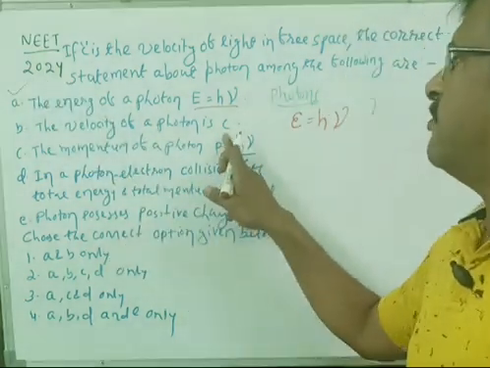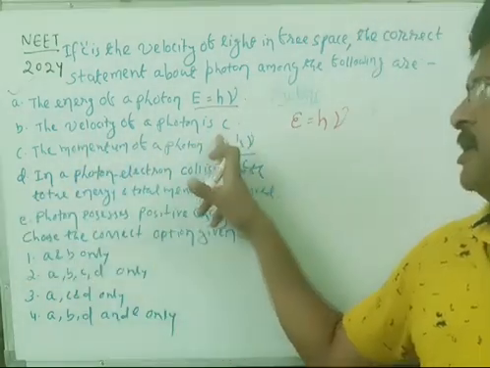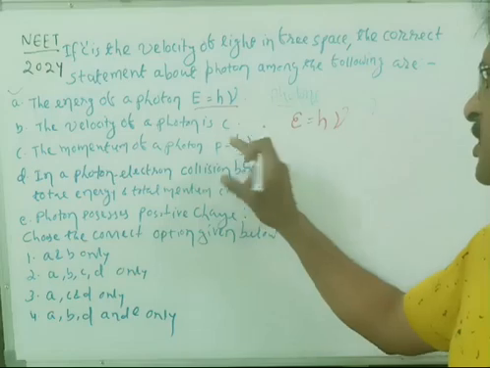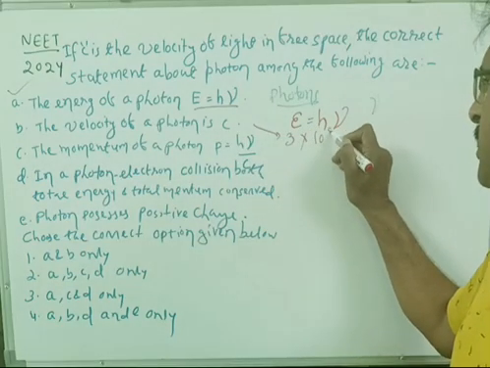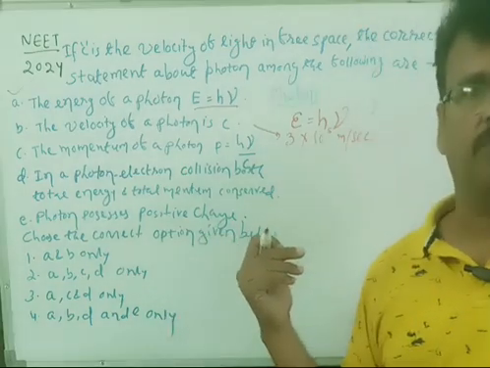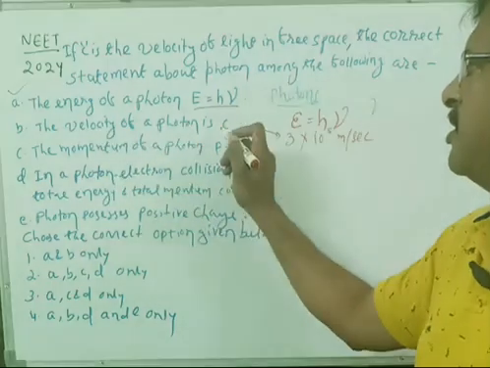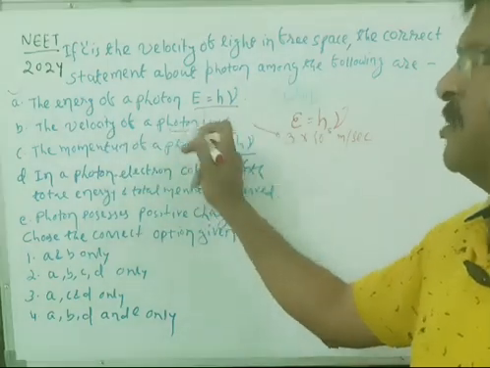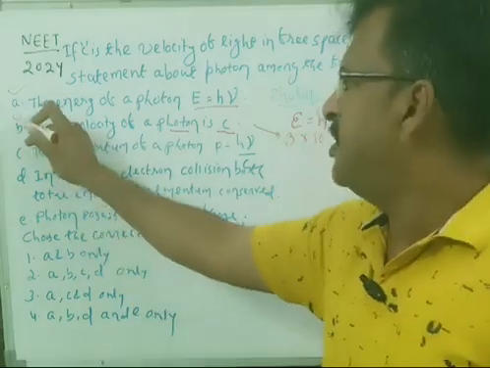And the velocity of a photon is c, as light travels in vacuum with speed c, that is equal to 3 into 10 to the power 8 meter per second, or 3 lakh kilometer per second. We know the speed of light, student. So the velocity of every photon is c, because photon is nothing but a particle of light. So option B is also correct.